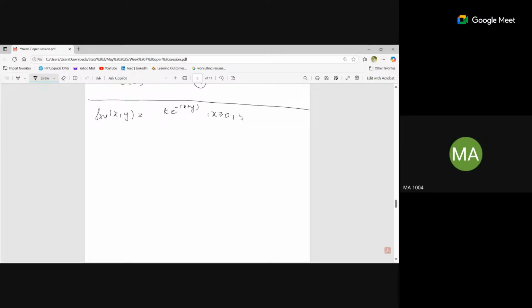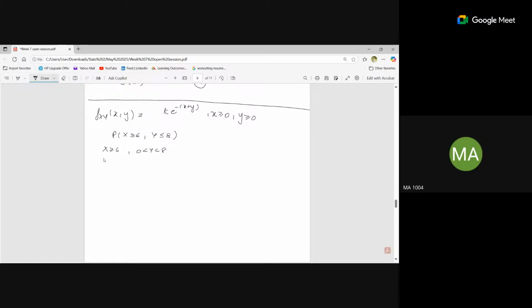X is greater than 0, y is greater than or equal to 0. You have to find the probability that X is greater than 6 and y is less than or equal to 8. So basically, my x is going from 0 to infinity, right? So here my limit is x going from 6 to infinity, okay? And my y is from 0 to 8, fine? So this is my limit of x and y, fine?